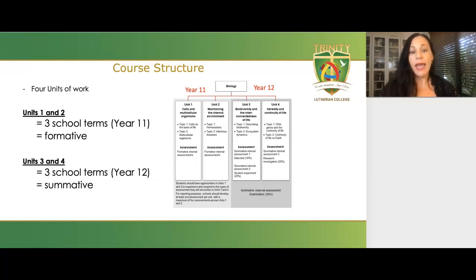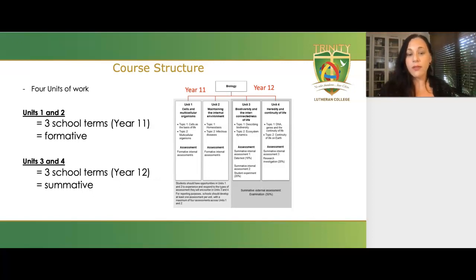So we'll be looking at how cells are structured, what organelles make them up, how substances move in and out of cells, as well as some other important and vital information about cells before we move on to body systems that make up multicellular organisms. Unit 2 is about how those multicellular organisms maintain homeostasis or balance within their bodies.